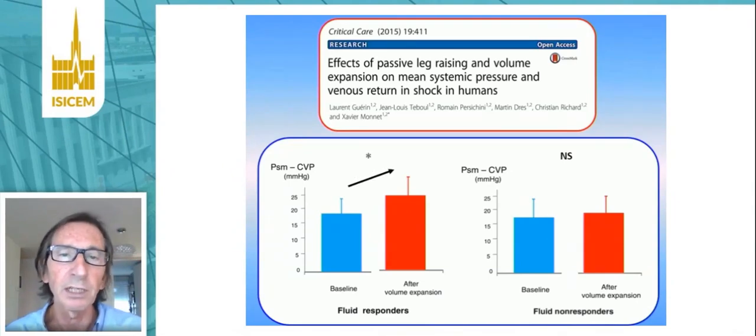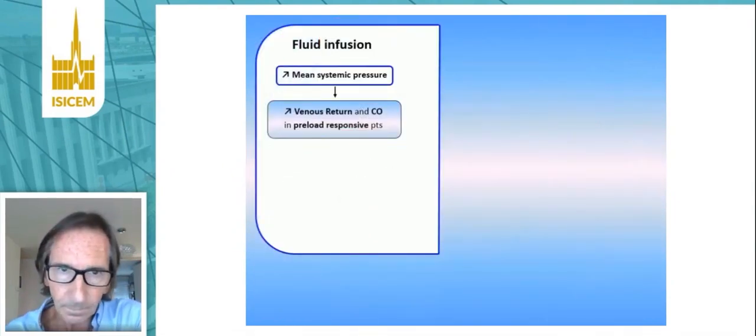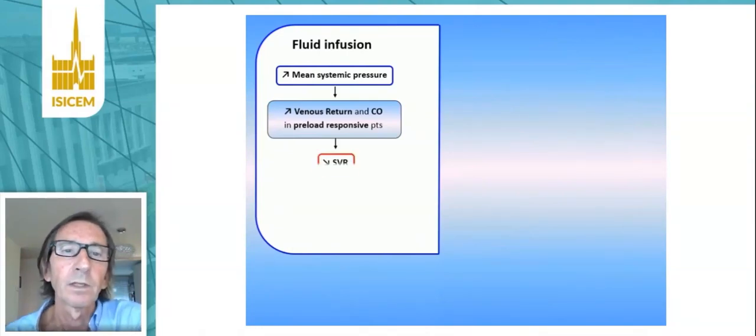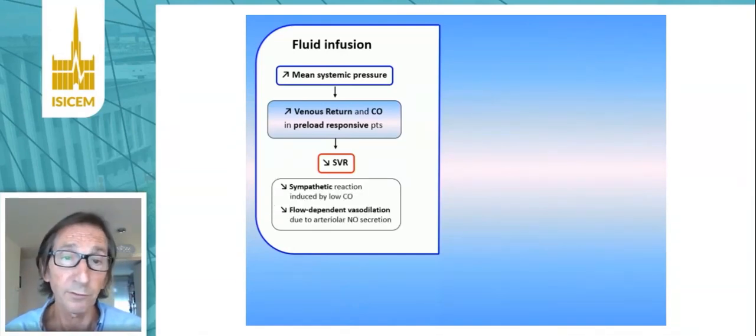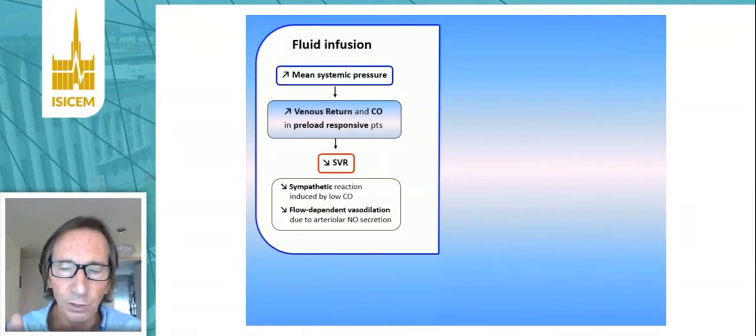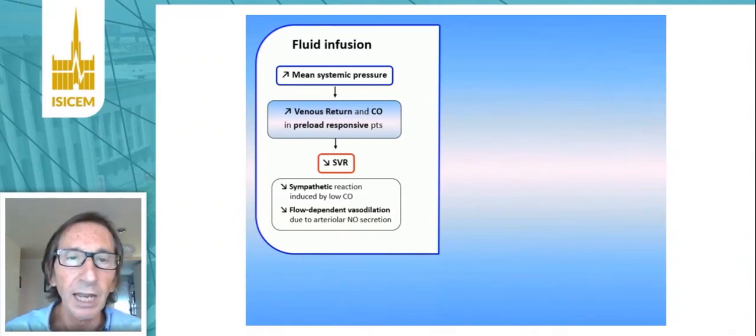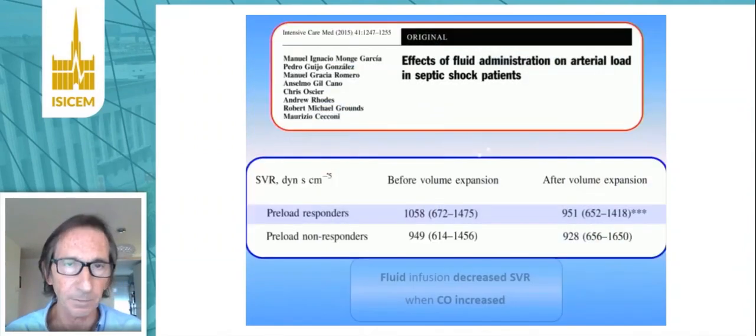So cardiac output increases only in fluid responders. And this is associated with a decrease in the systemic vascular resistance, SVR, because of the decreased sympathetic reaction, which is normally induced by low cardiac output, and also by the decreased flow-dependent vasodilation, which is normally induced by NO secretion. So therefore, SVR should decrease in case of increasing cardiac output after fluid administration.